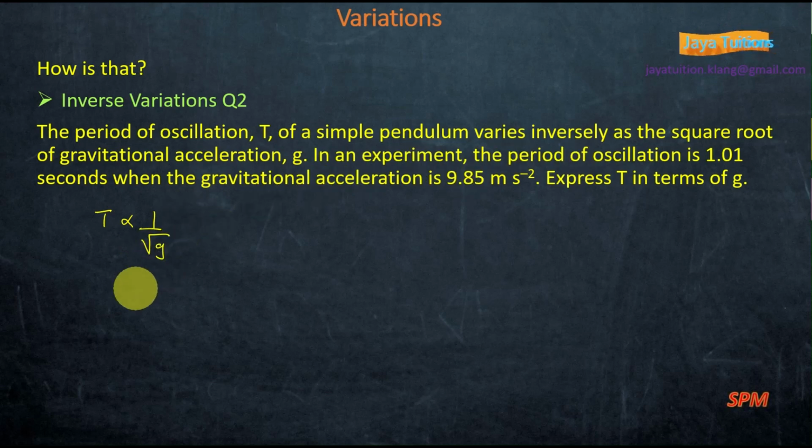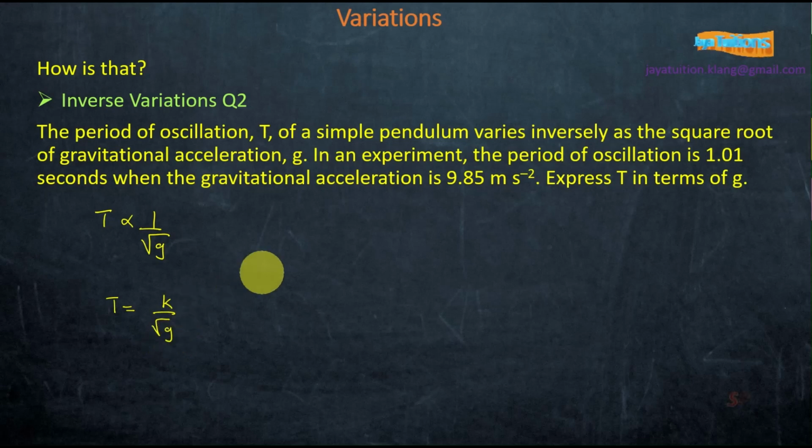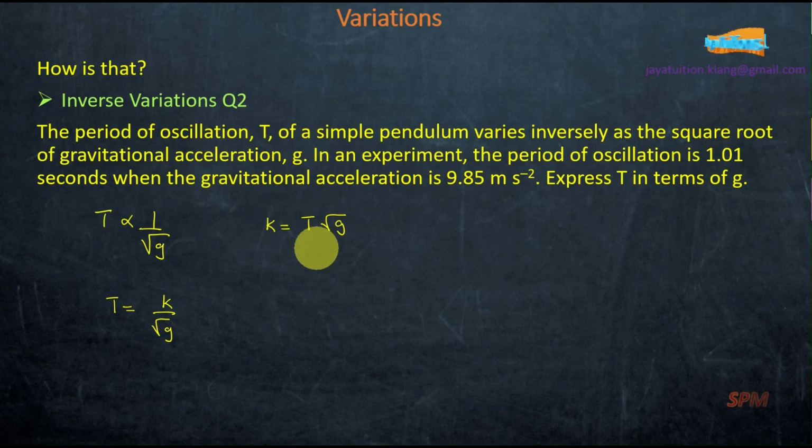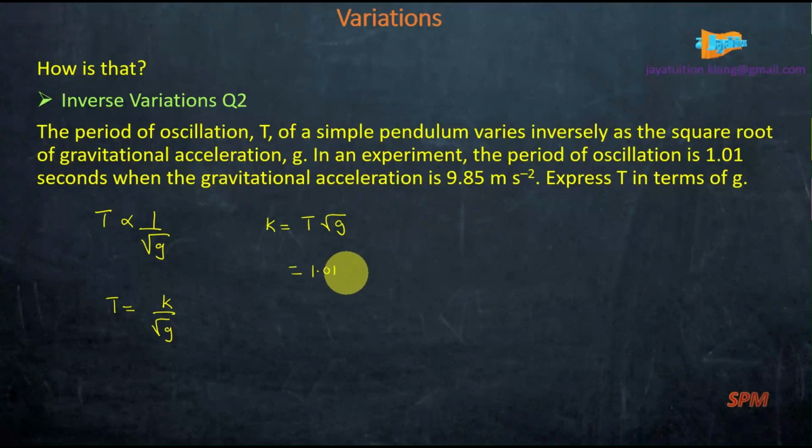First and foremost, we have to get the constant. So time period T becomes equal to some constant k divided by square root of g. Get the value of k. The constant will be equal to T times square root of g. Here the time period is given as 1.01 seconds. So 1.01 seconds multiplied by square root of g, 9.85.